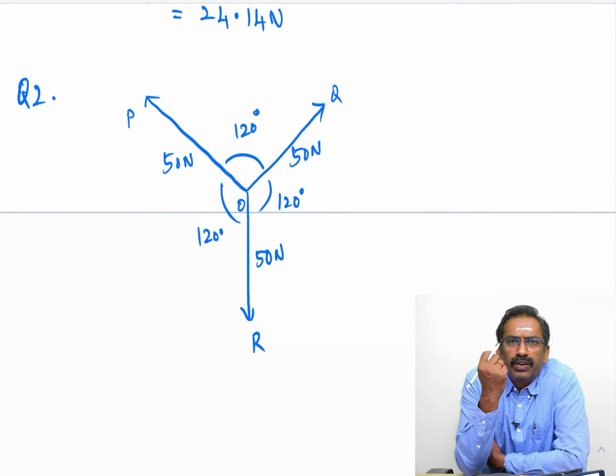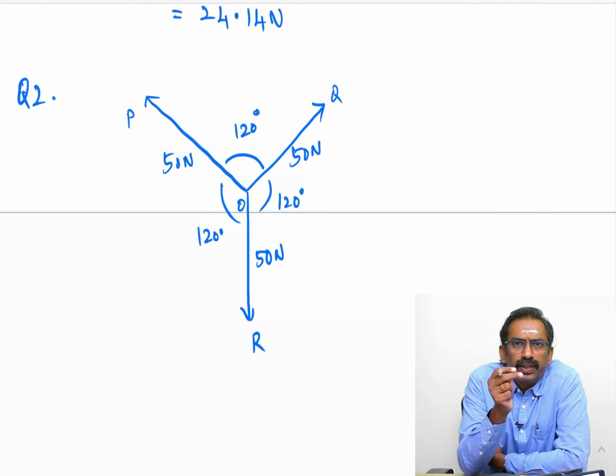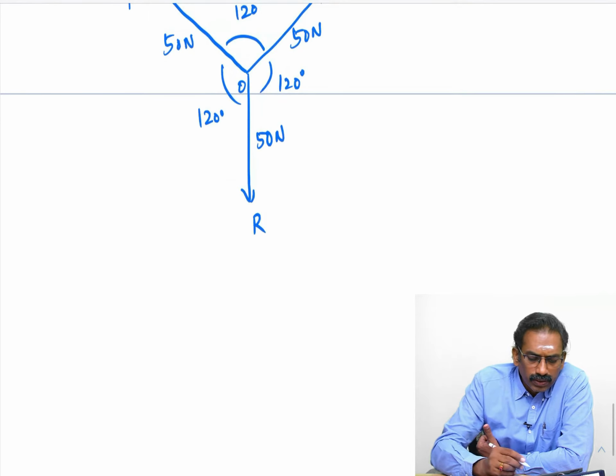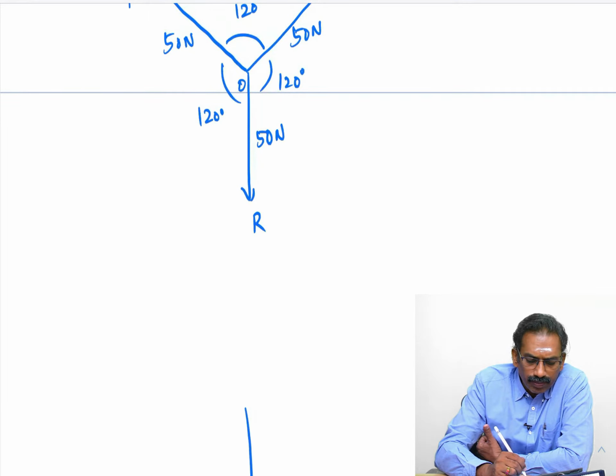If two vectors of equal magnitude act at 120, then resultant is equal to any one of the magnitude, and the resultant will bisect the angle 120 degree. So this is the R vector, 50 Newton.